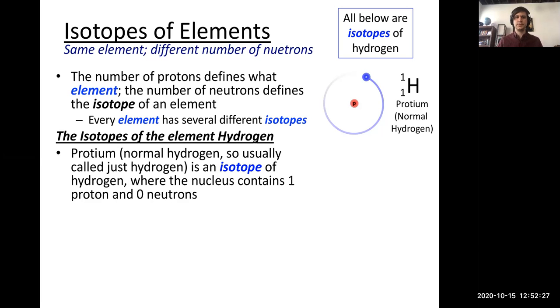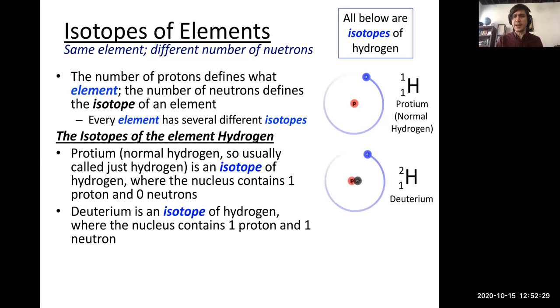We could throw on a neutron. So now we have a nucleus that has 1 proton and 1 neutron. 1 proton, so it's still hydrogen, but it's a different isotope of hydrogen. It's a little bit more massive. Some people would call this heavy hydrogen, but it's technically called deuterium. So deuterium is an isotope of hydrogen where the nucleus contains 1 proton and 1 neutron.